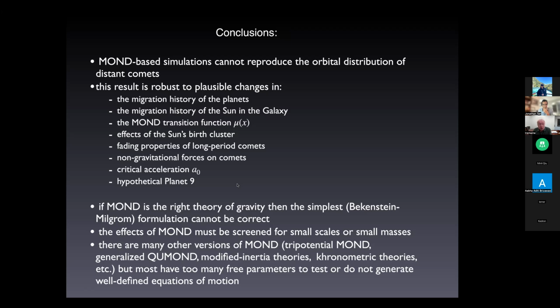So the basic conclusion is that the comets tell us that the simplest version can't be correct. We'd be happy with a more complicated version of MOND if somebody can give us a unique and well-defined model, but so far nobody has done that.